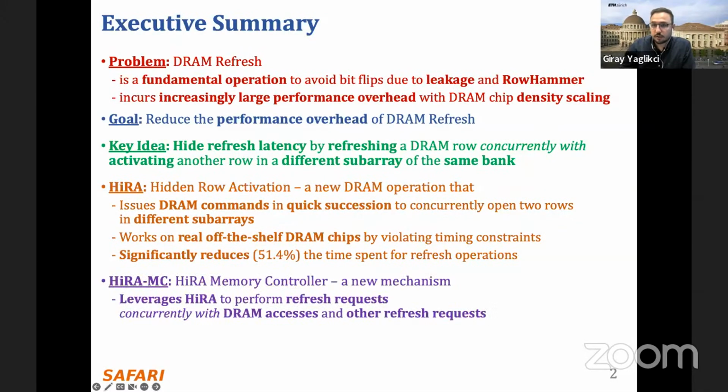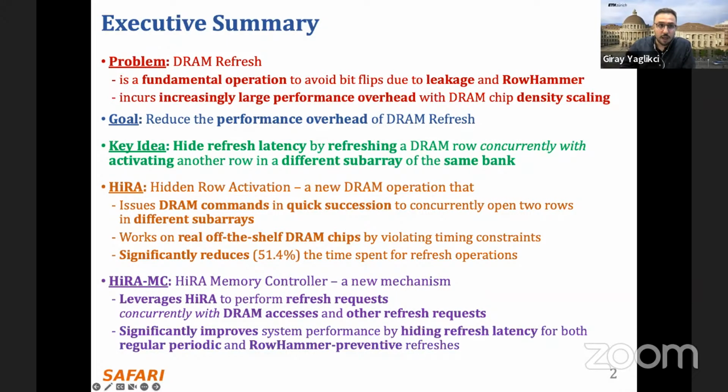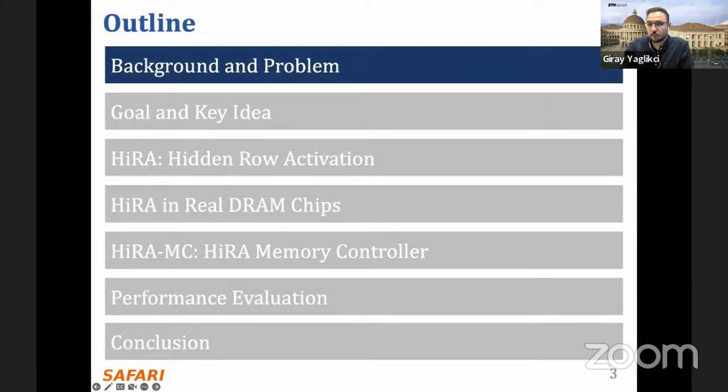To use HiRA effectively, we also propose a mechanism called HiRA Memory Controller, which leverages HiRA to perform refresh requests concurrently with DRAM accesses and other refresh requests. By doing so, HiRA Memory Controller significantly improves system performance by hiding refresh latency for both regular periodic refreshes and the refreshes that are used for preventing RowHammer bit flips. So with this quick recap, I'll just continue with some background and problem definition.